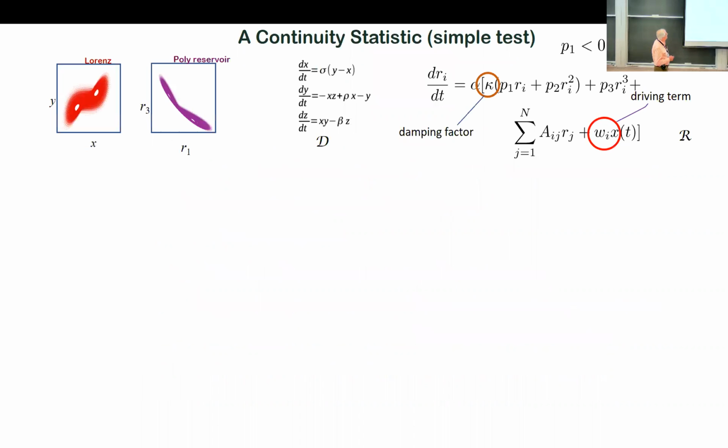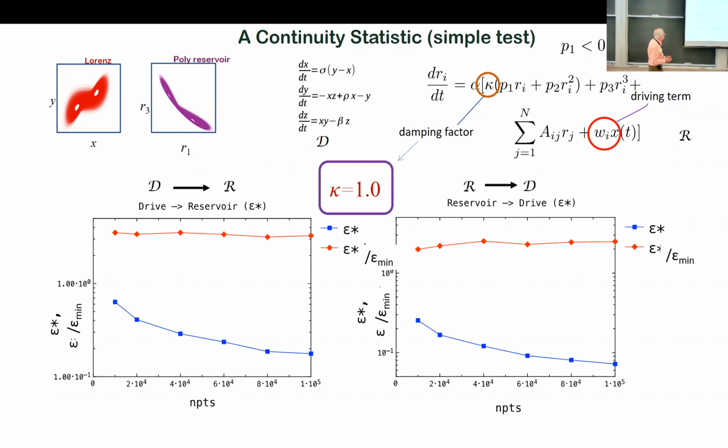Okay, so let's try this out. Go back to this situation, where we have a Lorenz system driving a polynomial reservoir. In the polynomial reservoir, there's a damping factor, kappa. I'm going to set that at a value, let this run, gather the data, and take a look at the continuity statistic for this system, which does seem to give pretty good y and z values. When I plot it against the standard deviation, I get something that falls as the number of points increases in my data set.